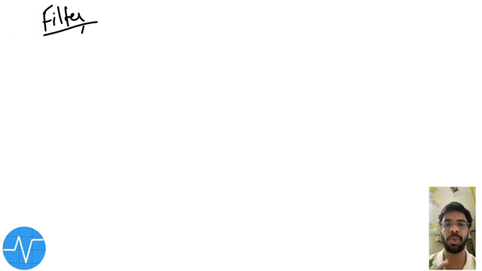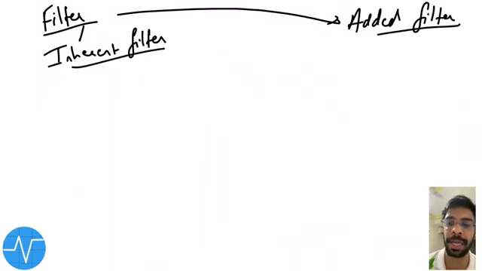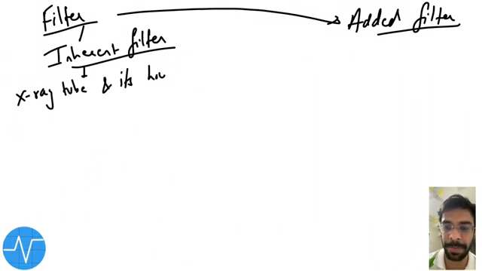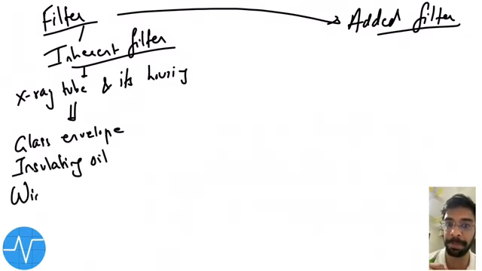Now, there are two types of filter which absorb the low energy photons. These are inherent filter or added filter. Inherent means it is inherent in the X-ray tube and its housing, for example the glass envelope, insulating oil and the window. This window is made up of beryllium. Remember, the window of the tube is made up of beryllium.